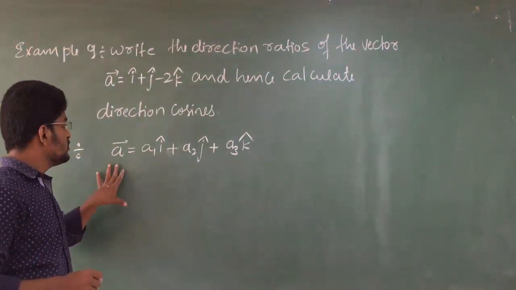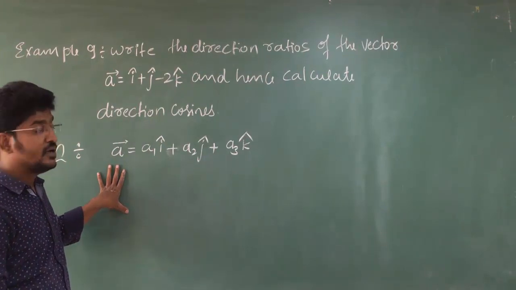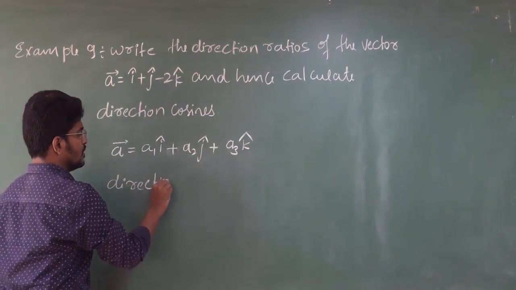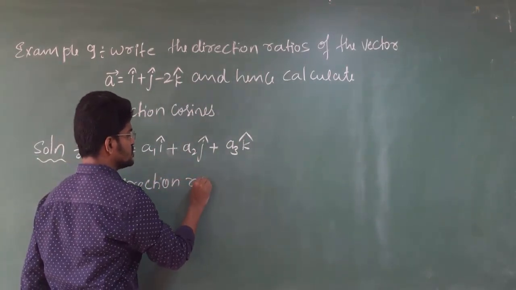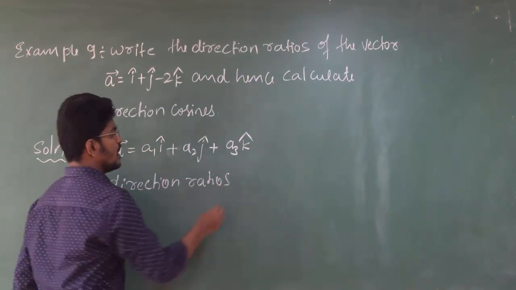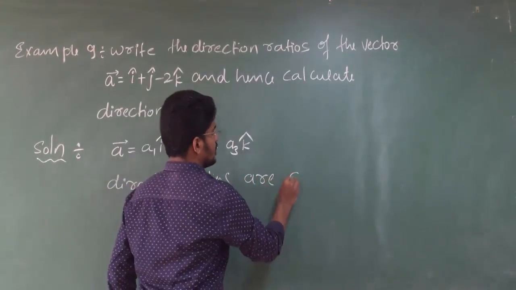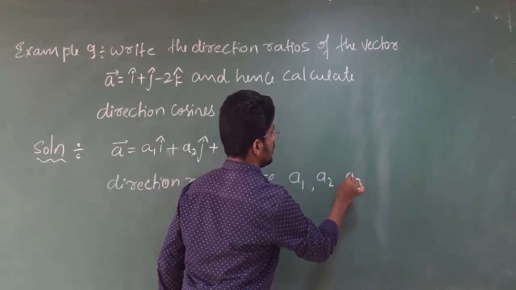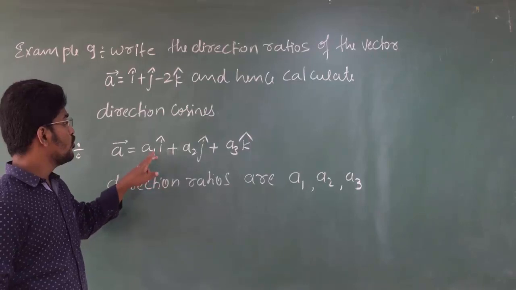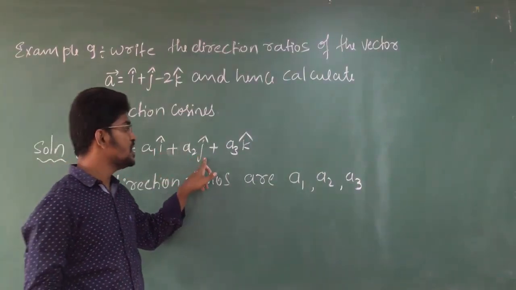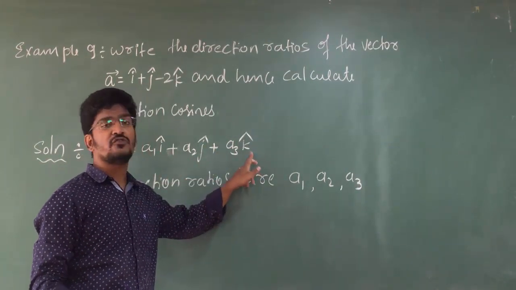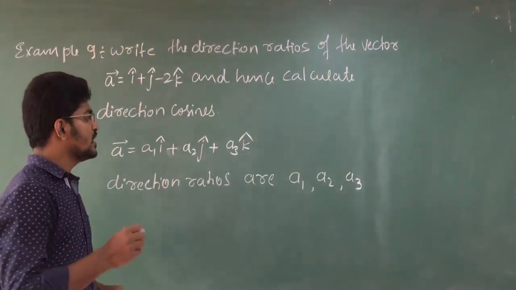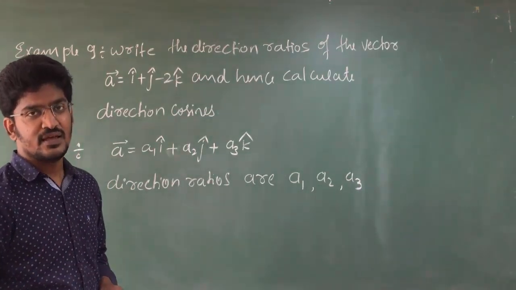Clear? If this is the given vector, here direction ratios are a1 comma a2 comma a3. That means coefficient of i cap, coefficient of j cap, coefficient of k cap are called direction ratios. That is a1, a2, a3.